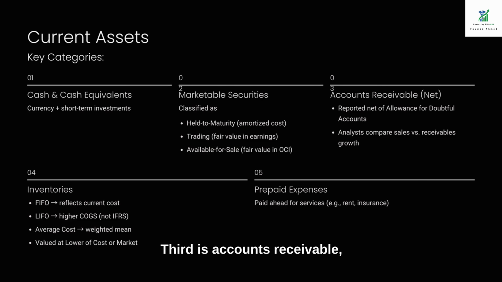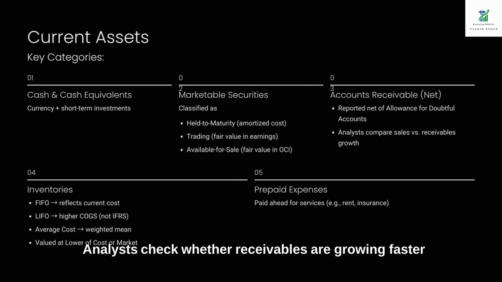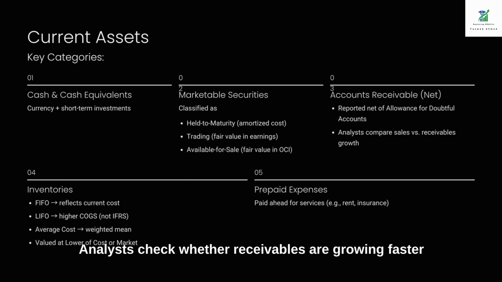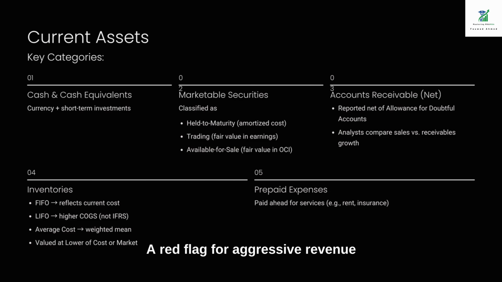Third is accounts receivable, net, money owed by customers, shown net of an allowance for doubtful accounts. Analysts check whether receivables are growing faster than sales, a red flag for aggressive revenue recognition. Fourth is inventories, goods held for sale or production.